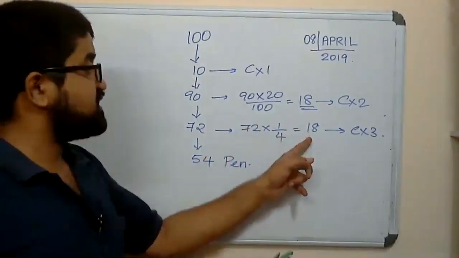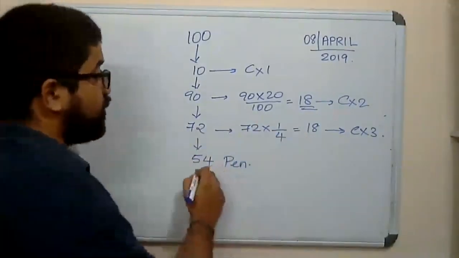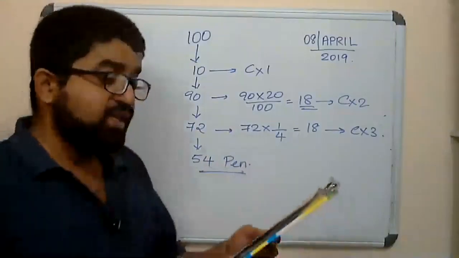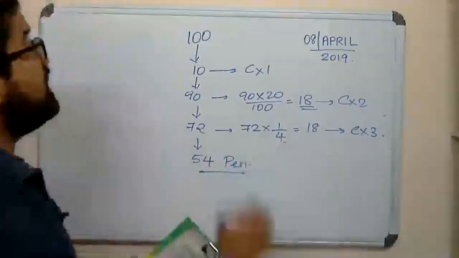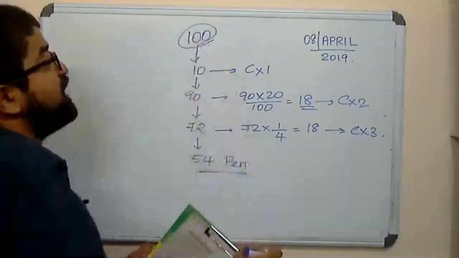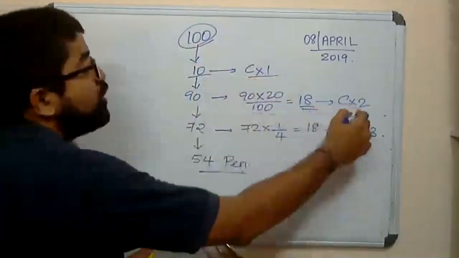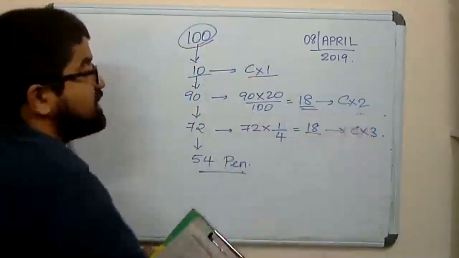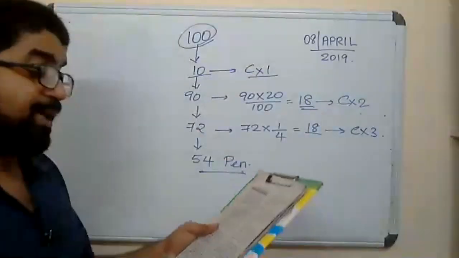54 plus 10, 64, 64 plus 8, that value comes to 72. So 54 is the number of pence that remains with the shopkeeper. So we can see that if the initial value is 100, 10 pence goes to customer 1, 18 goes to customer 2, 18 goes to customer 3. Finally, the shopkeeper is left with 54 pence.